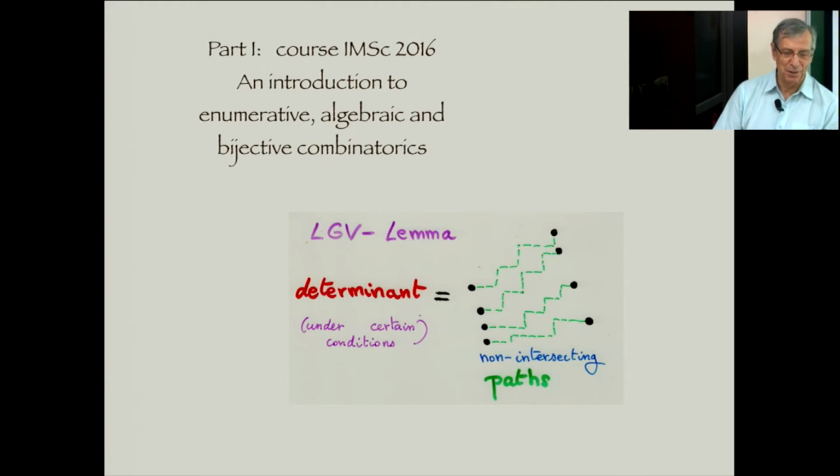A determinant is going to be enumerated by non-crossing families of paths, and these non-crossing families of paths are going to be in bijection with some combinatorial object. So this lemma is a basic lemma used many times, hundreds of times in many papers. The same lemma gives you many possible formulas.